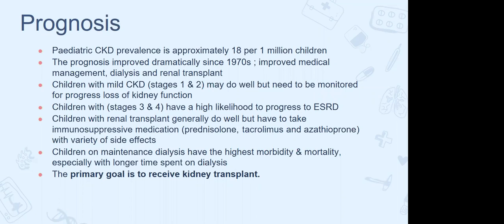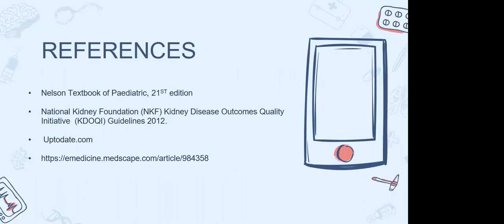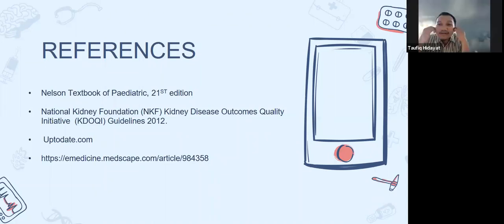And children on maintenance dialysis have the highest morbidity and mortality rate, especially with longer time spent on dialysis. And at the end, the primary goal is to receive the kidney transplant because it's the best option. Okay, next. So this is the list of references that I used, from the guideline updates. So that's all from me.